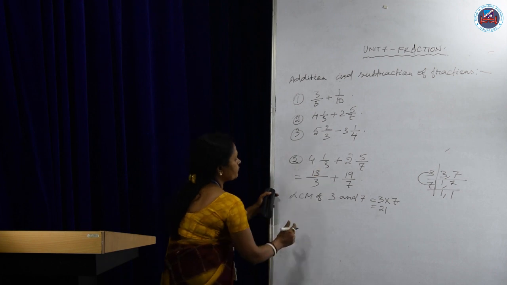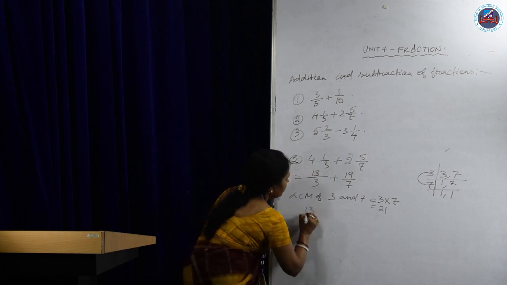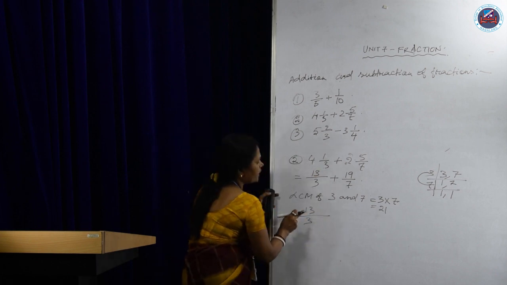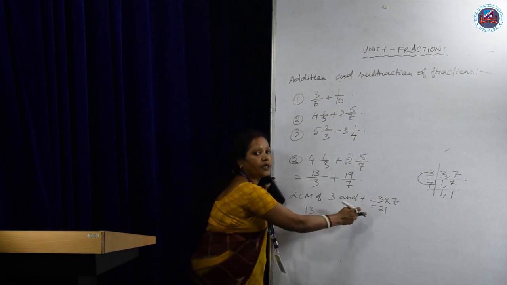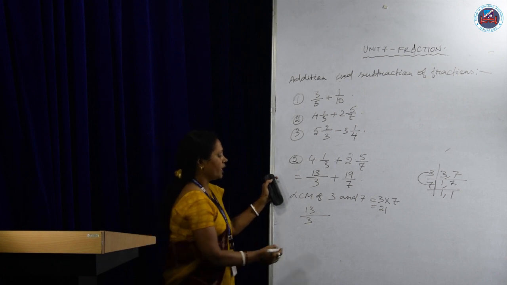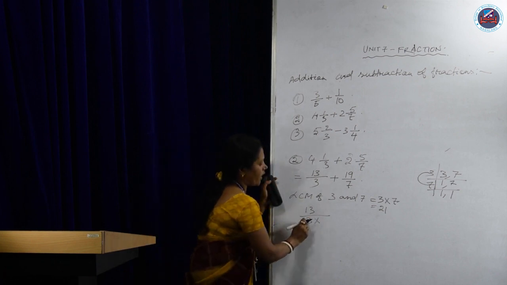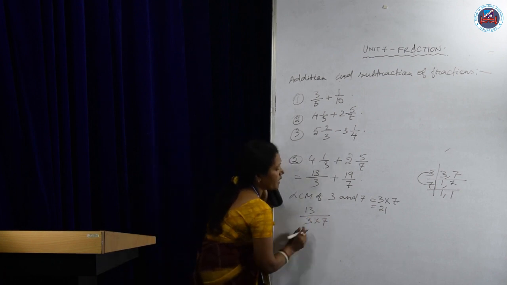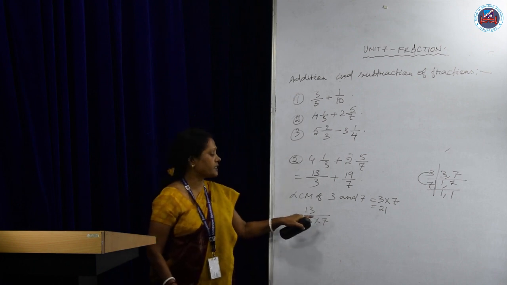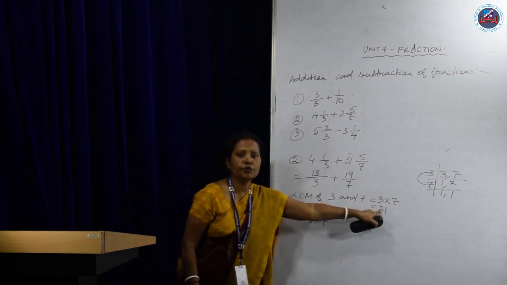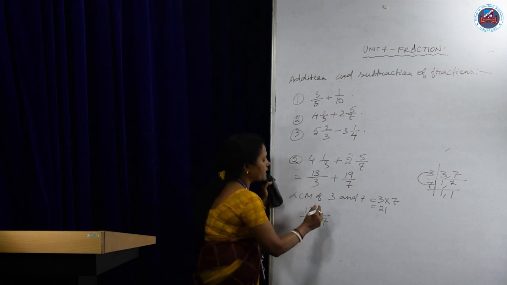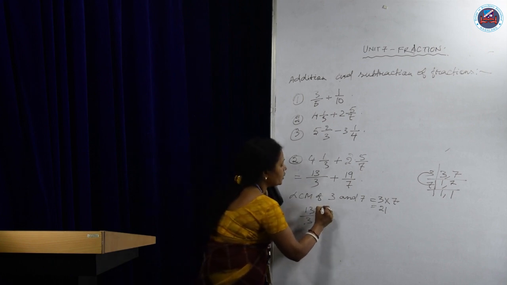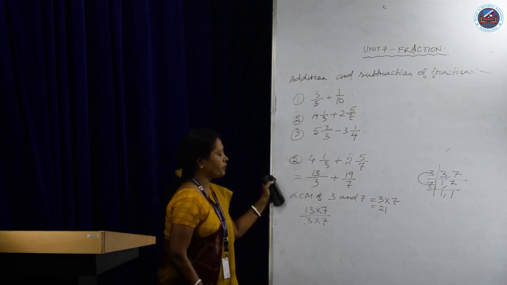Now you take the first fraction, 13 by 3. Here your denominator is 3, so you have to convert it into 21. To convert it into 21, you have to multiply 3 by 7. Why by 7? Because 3 7s gives you 21. Since you are multiplying the denominator by 7, you have to multiply the numerator also by the same number.